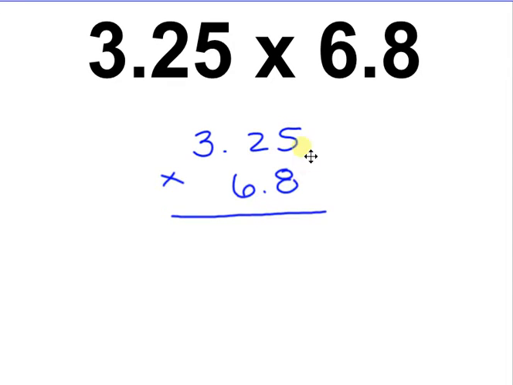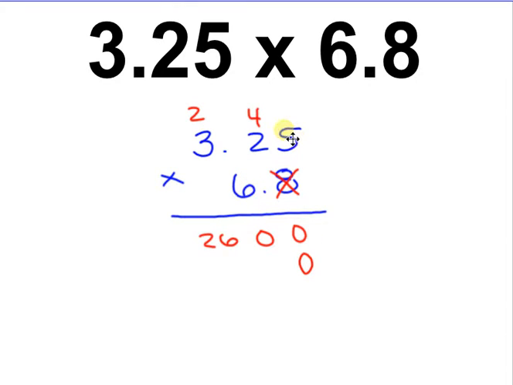Okay, so 8 times 5 is 40. We're going to carry the 4, write the 0 at the bottom. 8 times 2 is 16, plus 4 is 20. Carry the 2, write the 0 at the bottom. 8 times 3 is 24, plus 2 is 26. I'm going to cross out the 8 because I'm done with it, put a 0 as a placeholder.